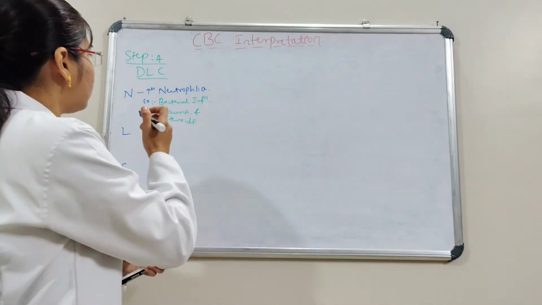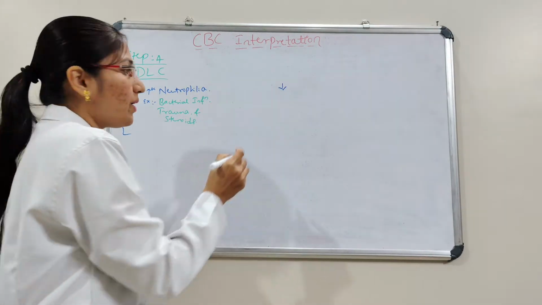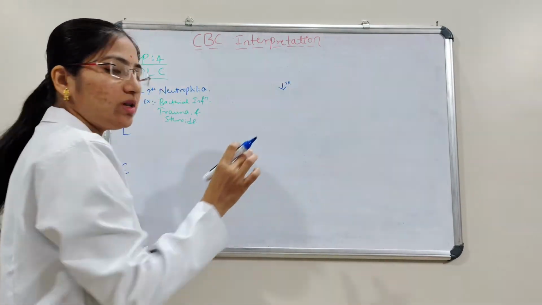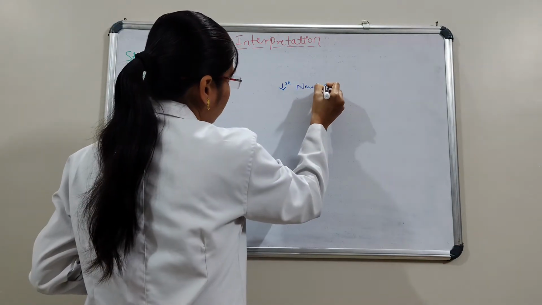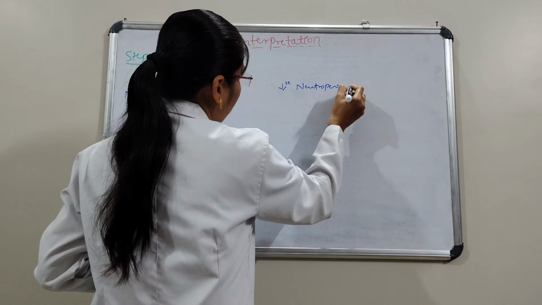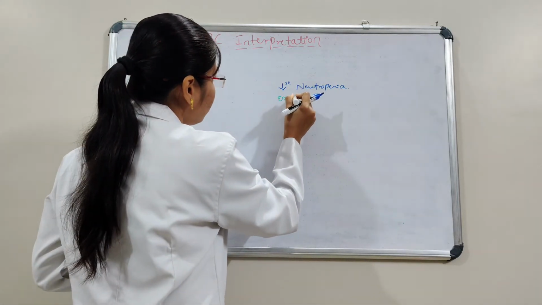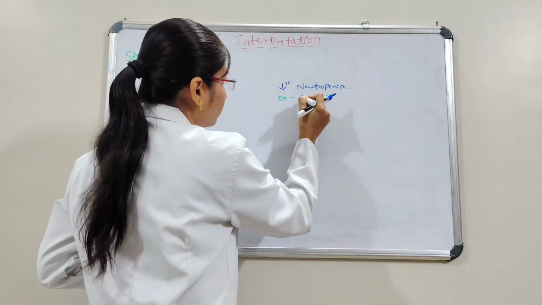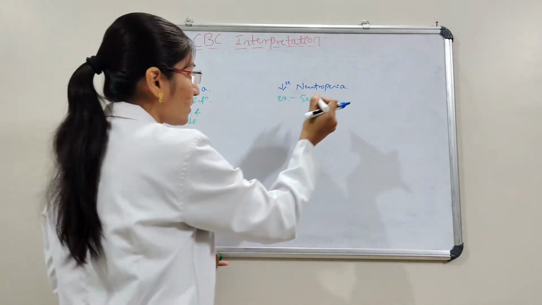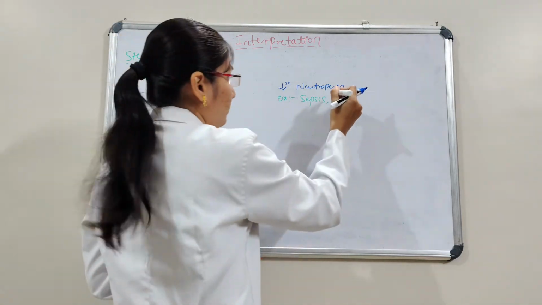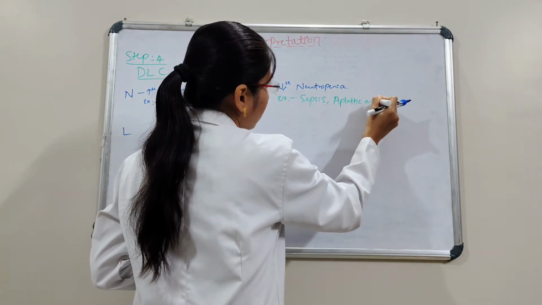If the neutrophil count is decreased, it is called neutropenia. We can see this in sepsis and in the case of aplastic anemia.